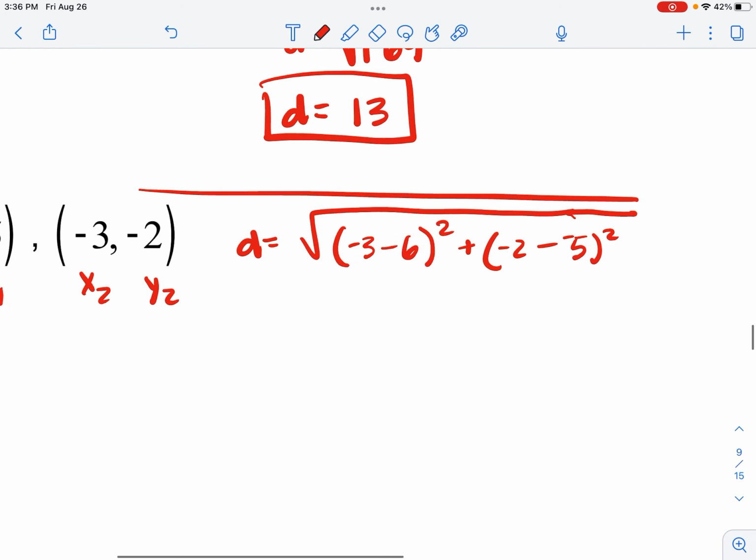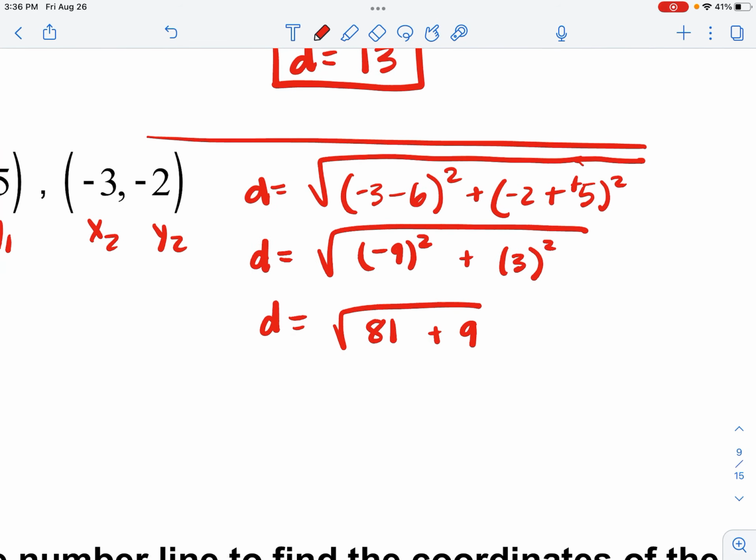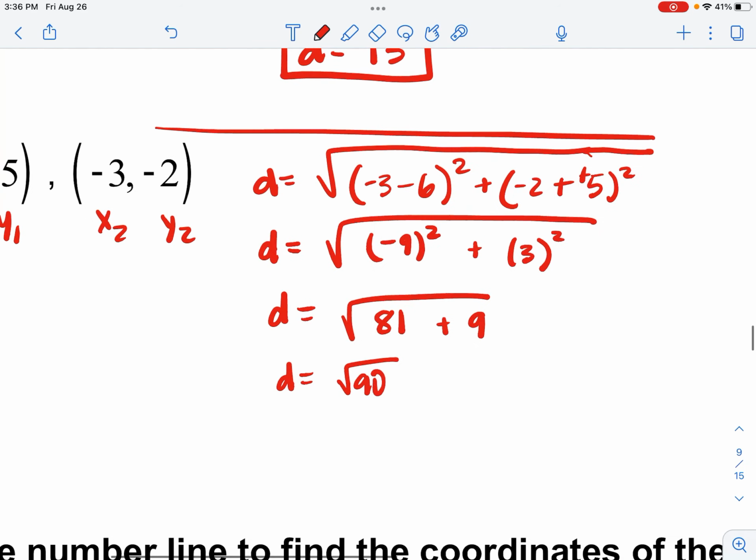So, looks so far so good. -3 minus 6 is a -9. Squared on the outside. -2 plus, minus a negative turns into plus a positive, which makes this 3. Don't forget to bring the square roots down. Very important. And we get D is equal to negative 9 squared is 81. 3 squared is 9. And we get the square root of 81 plus 9. Then 81 plus 9 becomes 90. And at this particular point, I'm okay if you just take the square root of 90. So just throw this into your calculator.